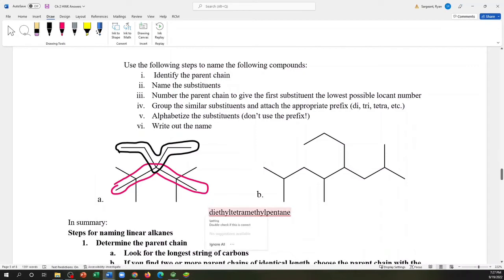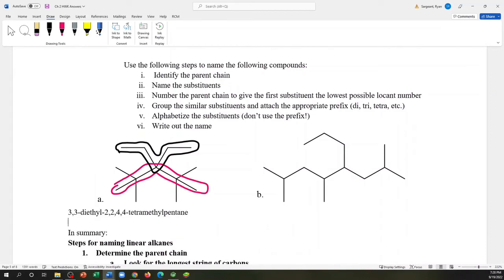All right, so now let's figure out where the ethyl groups are going to come. The ethyl groups are going to come off of the 3 position. So even though they have the same number, we still give every locant its own number. So one of these ethyl groups is a 3, and the other ethyl group is also a 3. So 3,3 diethyl. And then the methyl groups are coming off of, and it doesn't matter which end I number it from because it's going to be the same either way, the 2, the 2, the 4, and the 4 position. So that is the correct answer for this compound, letter A.